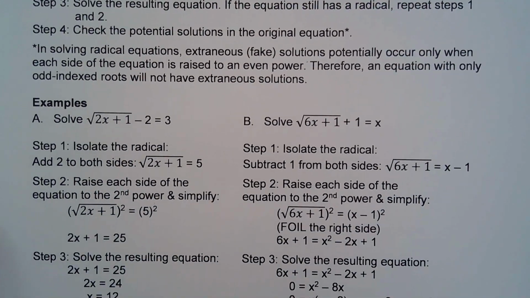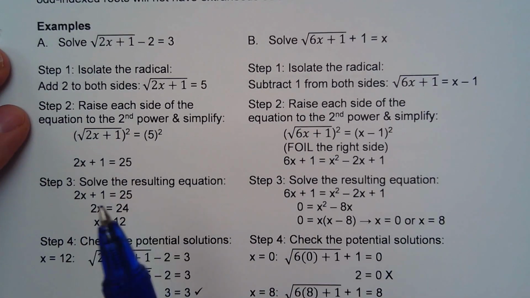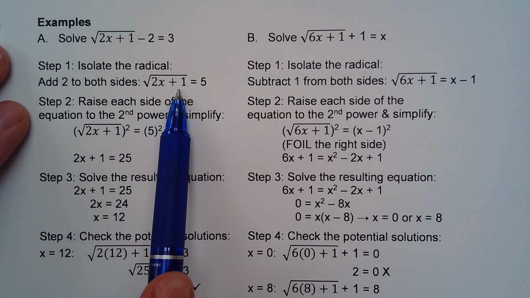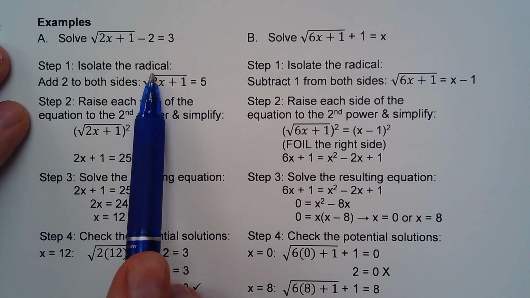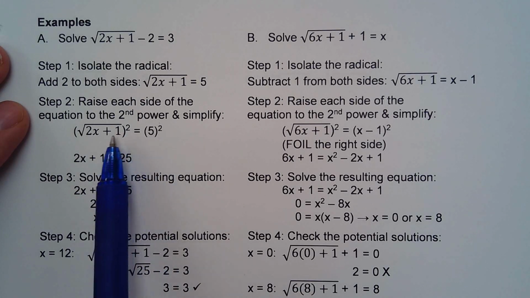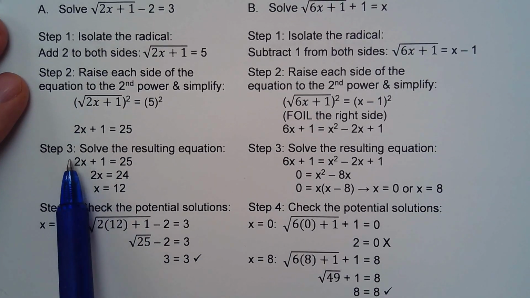So here are some examples. If we're asked to solve this, the first thing we would need to do on A here is add 2 to both sides. And then since my square root, my index, is 2, I would need to square both sides. When I do that, that gets rid of the square root. That gives me 2x plus 1 equals 25. We just solve that as a regular equation.